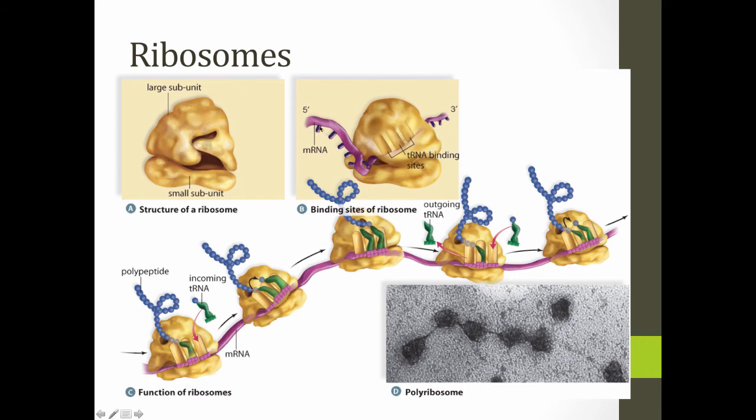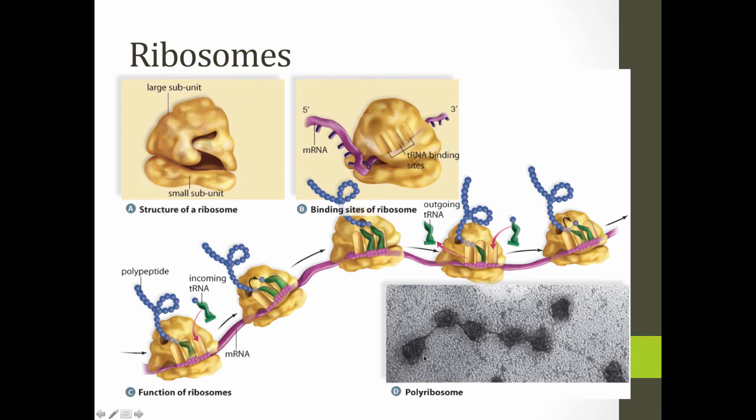This shows you the mRNA as it's passed through a ribosome that's empty of protein at the moment. So you've got your 3 tRNA binding sites, an E site, a P site, and an A site. And again, this goes through sort of the process, which we'll talk about in a little bit more detail in a second. This illustrates what's called a polyribosome.